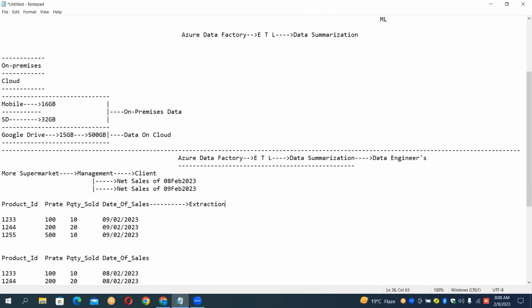Getting my point? Now tell me, according to the requirement of the More supermarket on the 8th February, let's work on the 9th February first, then we'll come to 8th February. So tell me now, what is it we require?